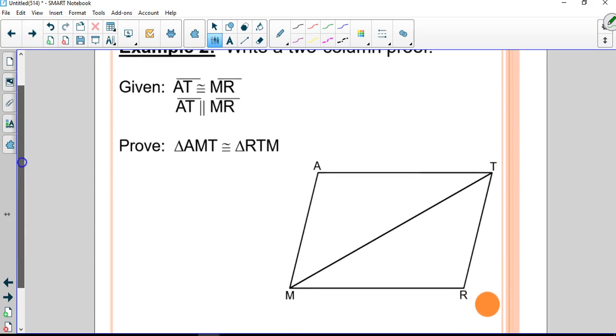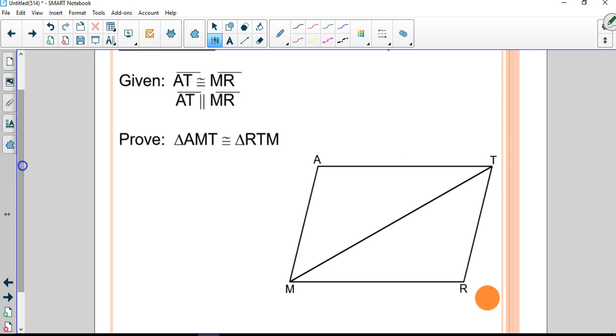Number 2, we're told that AT is congruent to MR, so we mark it. We're also told that these are parallel lines. As soon as we know that, we can say, hey, alternate interior angles. Alternate interior angles. And we also say this line is equal to itself. And you can see already that we have angle, side, angle. We know we can prove this. We just have to prove it.